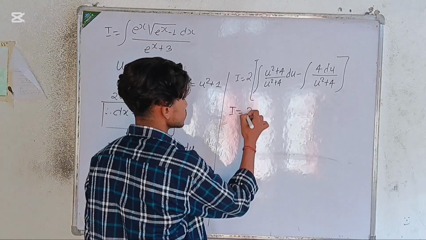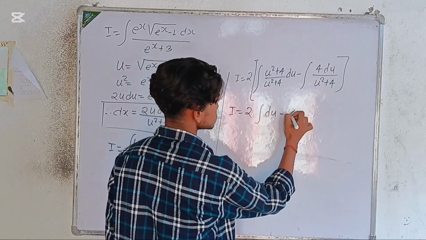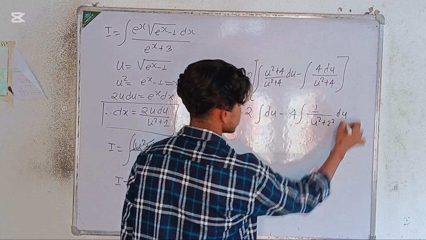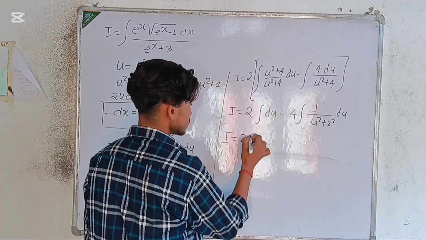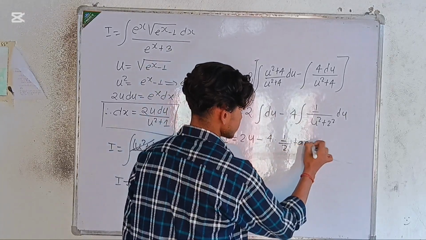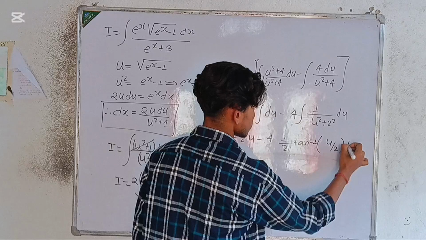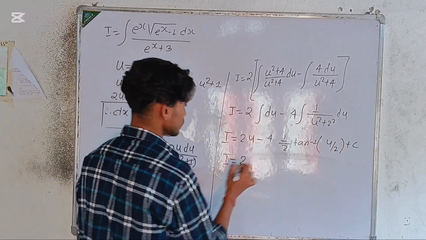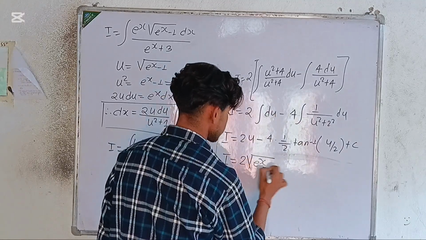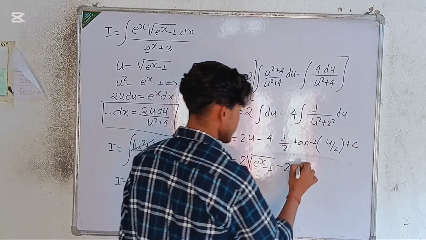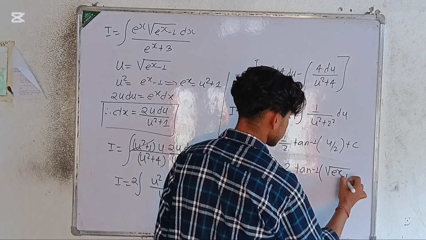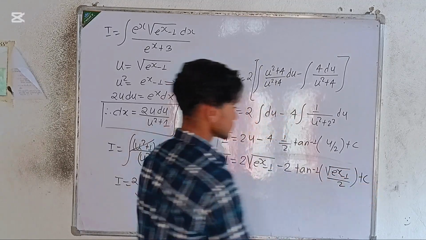So I get I is 2 times the integral of du minus 4 times the integral of 1 over u squared plus 2 squared du, and I get I is 2u minus 4 into 1 by 2 tan inverse u by 2 plus some constant c, and I is 2 times... And in terms of u, we have the square root of exponential x minus 1 minus 2 tan inverse of the square root of exponential x minus 1, with some 2 and plus some constant c.